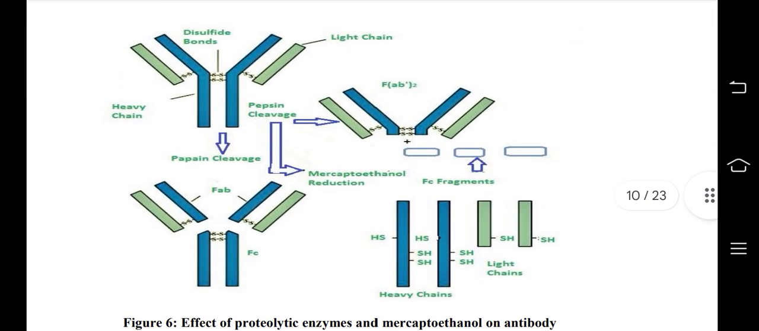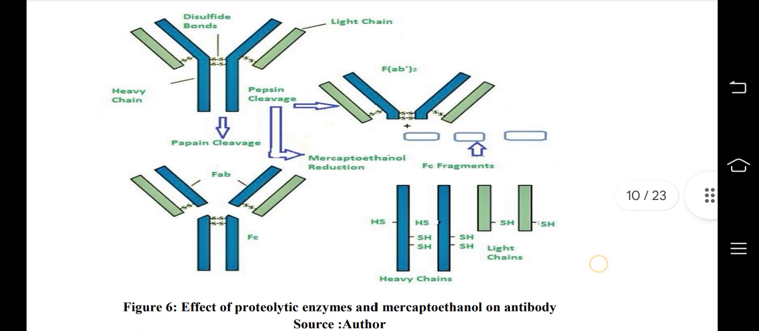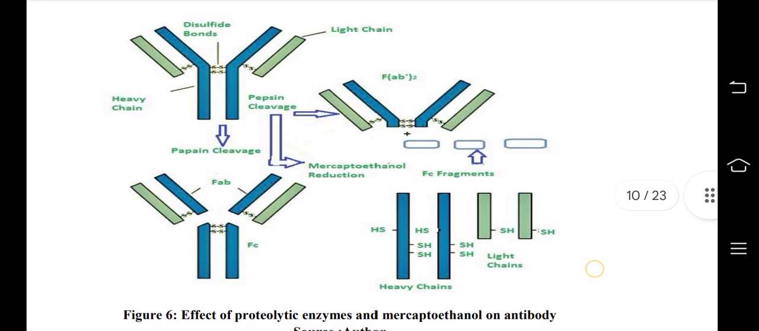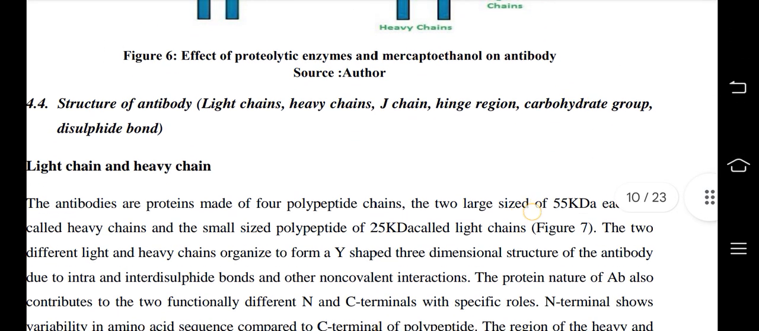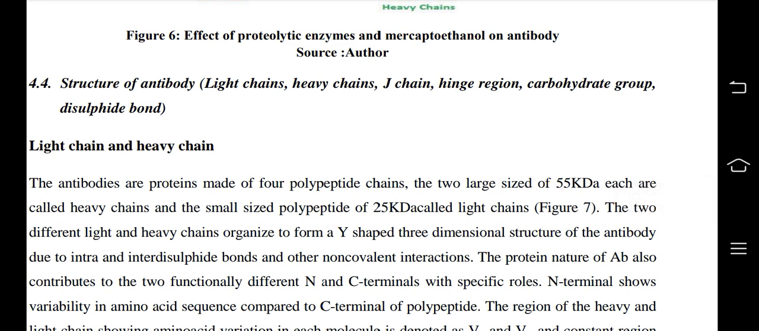Only look at this picture. This is the effect of proteolytic enzymes and mercaptoethanol on antibody. Disulfide bridge is there, heavy chain is there, light chain is there. Then pepsin cleavage will be taking place, giving F(ab')2. Papain cleavage gives Fab fragments. Mercaptoethanol reduction gives heavy and light chains. Structure of antibody: light chains, heavy chains, J chain, hinge region, carbohydrate group, disulfide bond.